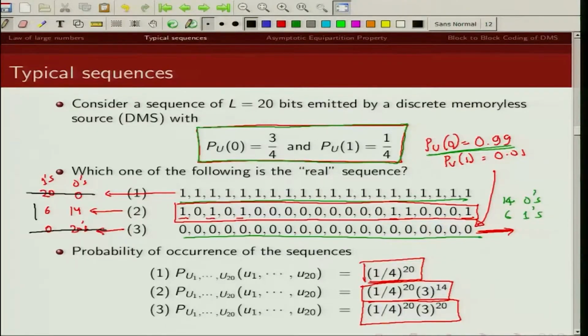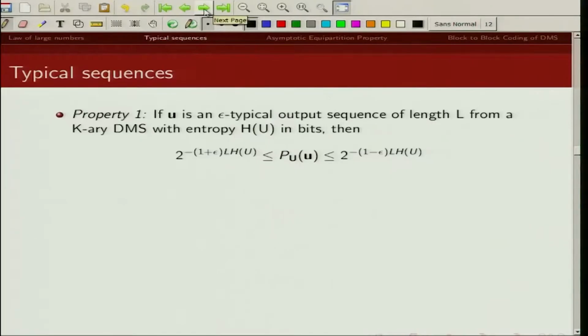So this is the likely sequence. This is a likely sequence which has 6 ones and 14 zeros. This is a likely sequence to have come out of this particular source, which has probability of occurrence of 0 given by 3 by 4, probability of occurrence of 1 given by 1 by 4. Okay. Now let us prove 3 properties of these typical sequences.